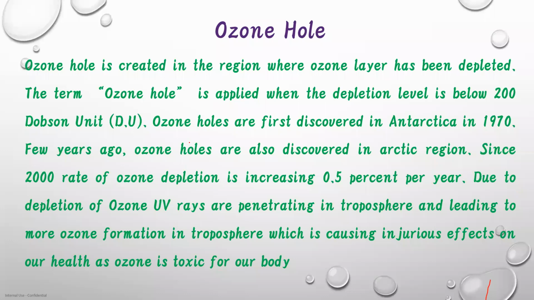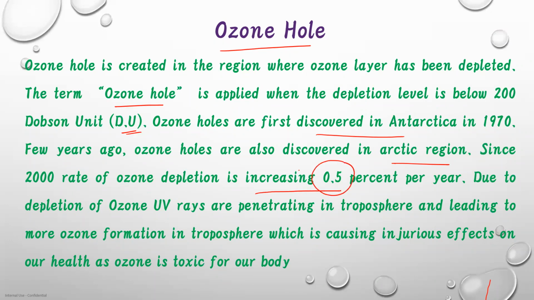Now, what is ozone hole? This can again come for a 2-mark question. Ozone hole is created in the region where ozone layer has been depleted. The term ozone hole is applied when the depletion level is below 200 Dobson units, that is DU. Ozone holes were first discovered in Antarctica in 1970. A few years ago, ozone holes were discovered in Arctic regions. Since 2000, the rate of ozone depletion is increasing at what rate?